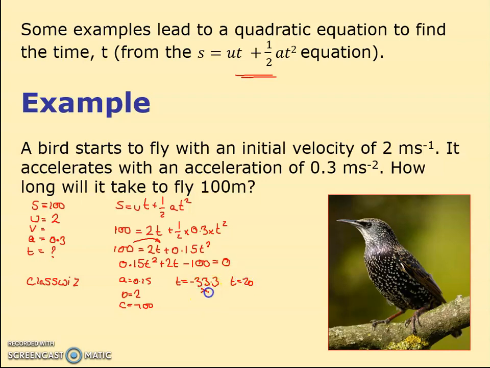Now, obviously, this one's impossible. I can't have a negative time that the bird's flying for, so therefore my t is 20 seconds. And t equals 20 seconds is right. Now, notice that was a quadratic equation. You get a variety of examples that in the old days, before we had calculators, were a pain because you had to solve a quadratic equation to solve all this problem. But now it's just a case of typing into your calculator and it does it brilliantly for you.